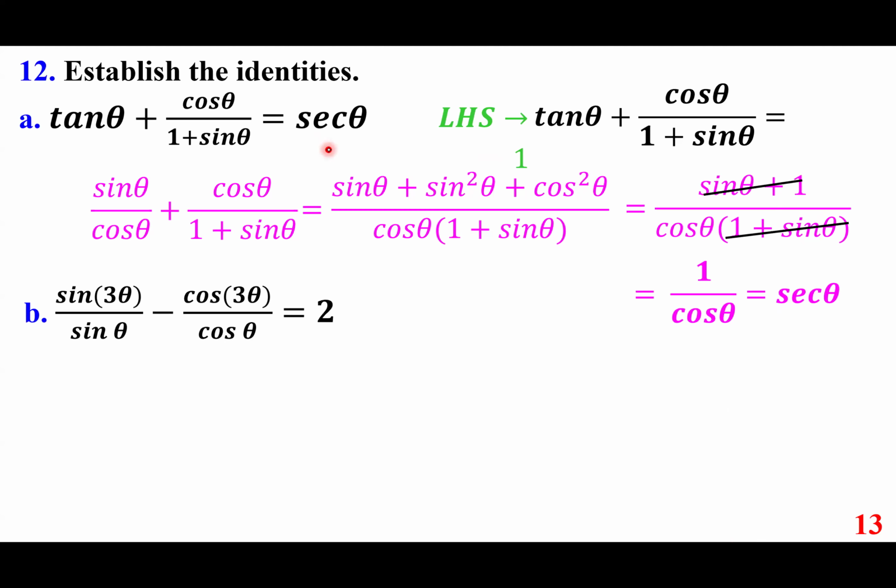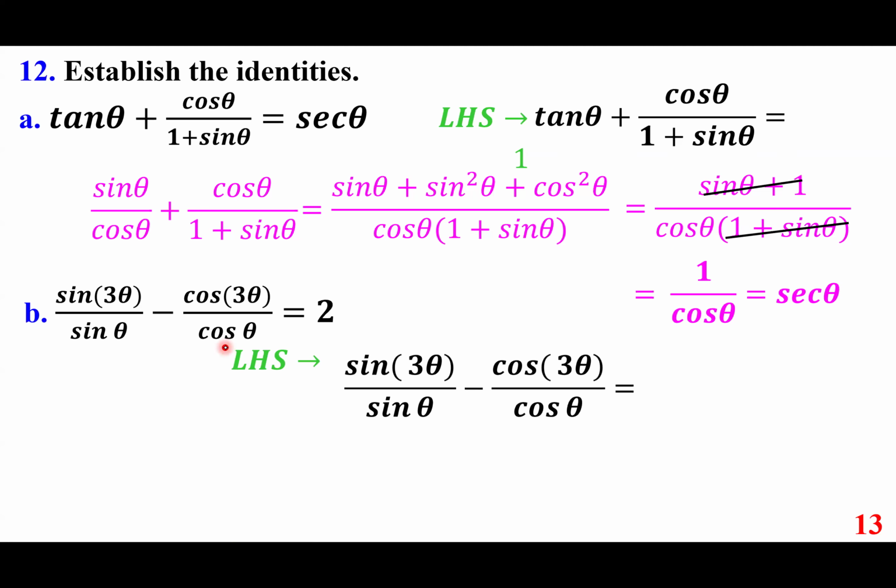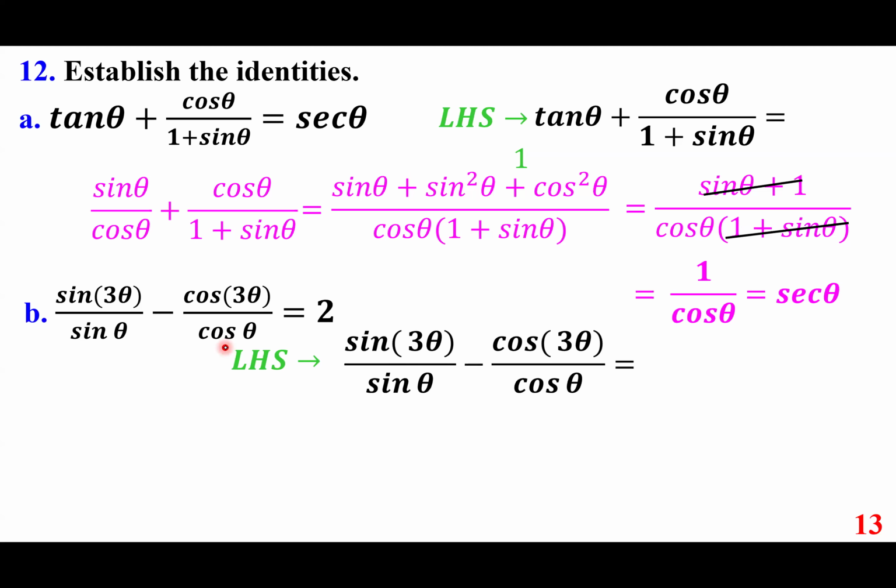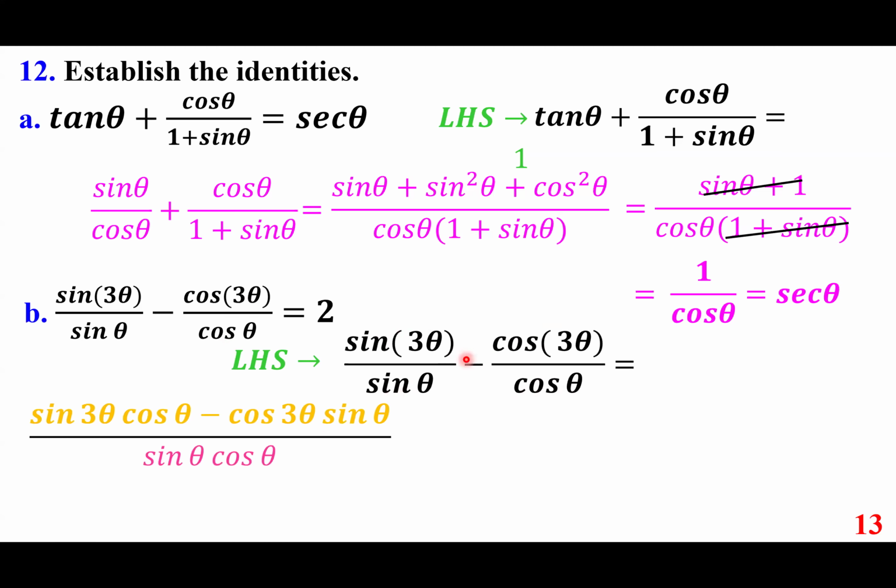Sine of 3 theta over sine theta minus cosine 3 theta over cosine theta equals 2. Obviously, the left-hand side is the more complicated side. So we go with the common denominator, which is the product of these two. So if I put sine theta cosine theta as a common denominator, this one I have to multiply by this one, and minus this one, I have to multiply by this one. And I get sine 3 theta cosine theta minus cosine 3 theta sine theta.